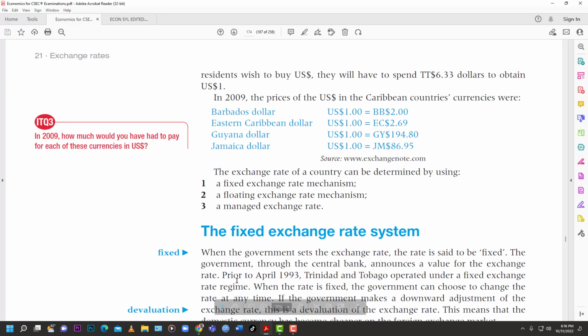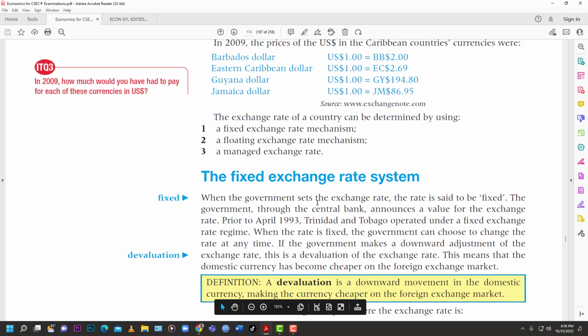What is it exactly? You can tell by the name. When the government sets the exchange rate, the rate is said to be fixed. The government, through the central bank, announces a value for the exchange rate. Prior to April 93, Trinidad and Tobago operated under a fixed exchange rate regime. When the rate is fixed, the government can choose to change the rate at any time. If the government makes a downward adjustment of the exchange rate, this is a devaluation of the exchange rate. This means that the domestic currency has become cheaper on the foreign exchange market.